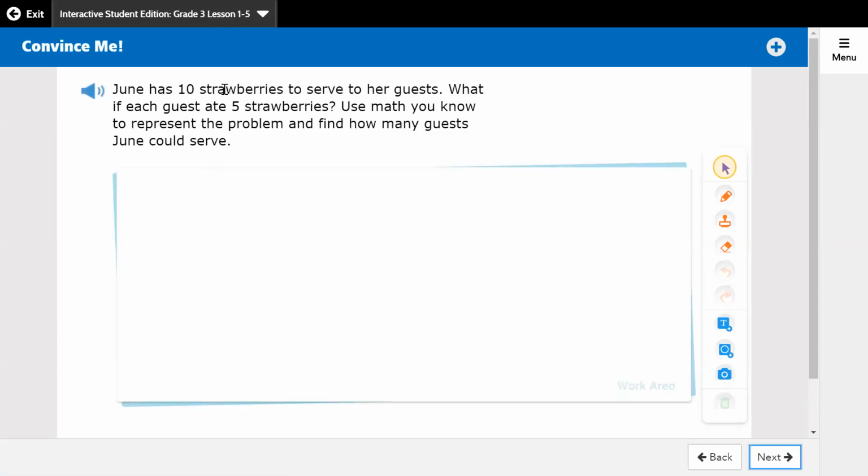So now let's say June has 10 strawberries to serve her guests. What if instead of 2, they ate 5 strawberries each? Let's use our math that we know to represent the problem and find how many guests could be served. So if we have our 10 strawberries again, 1, 2, 3, 4, 5, 6, 7, 8, 9, 10, okay?